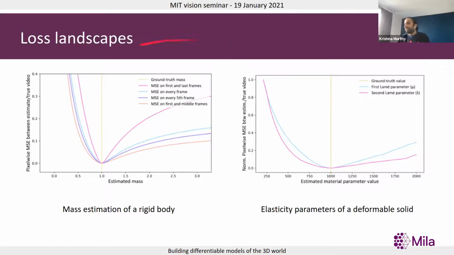So yeah, the loss landscapes through GradSim were remarkably smooth. This is the loss landscape if you're looking at mass estimation of a rigid body. This is the ground truth mass, and even if you're far off from the ground truth mass, the loss landscape is somewhat smooth. And this is a similar loss landscape for the elasticity parameters of a deformable solid.